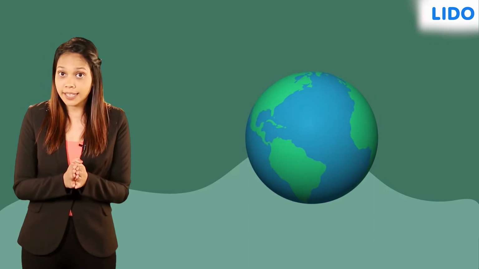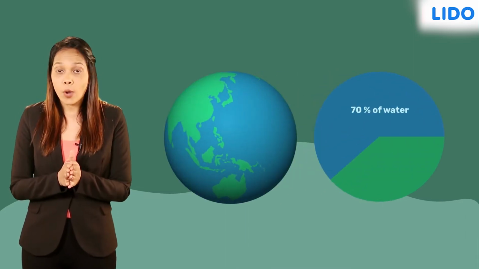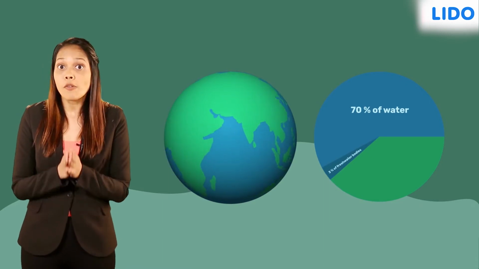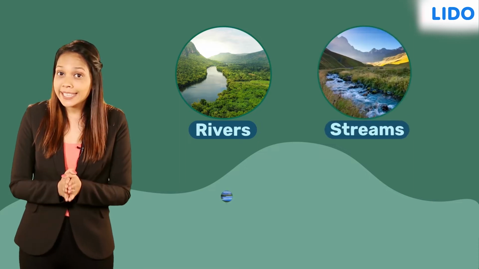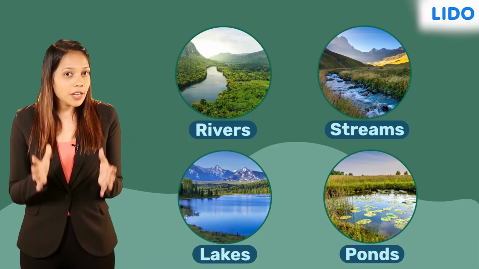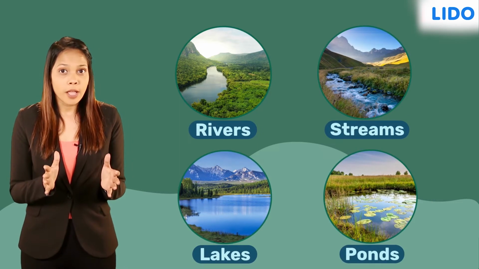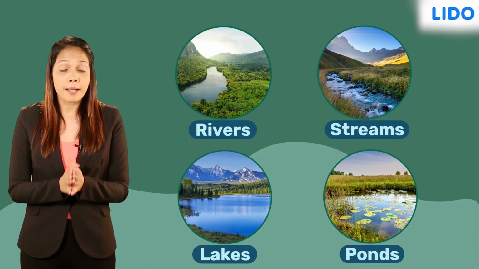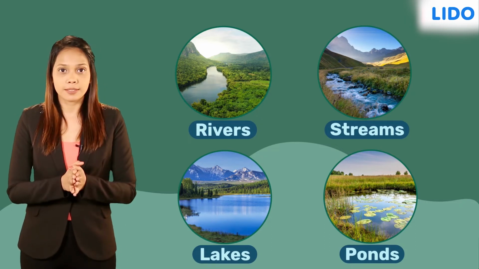70% of the earth is covered with water, but of the 70%, only 3% consist of freshwater bodies like rivers, streams, lakes and ponds. These freshwater bodies are home to many animals and plants that grow in their different zones.